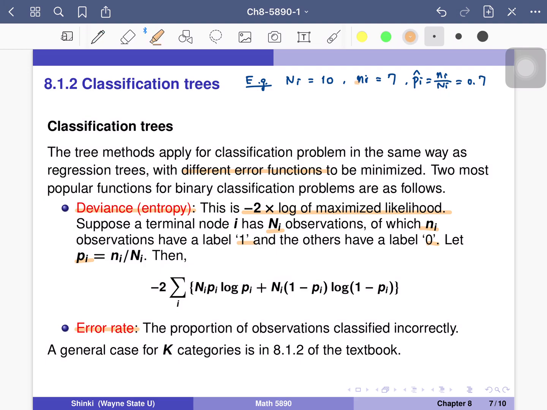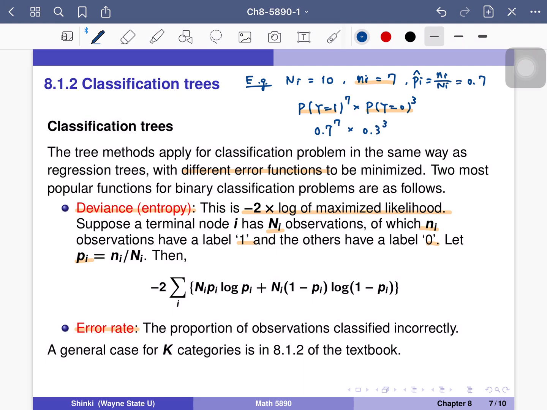So we have 7 observations of label 1. Suppose the probability of label 1 and the probability of label 0, then we have 7 observations of label 1 and 3 observations of label 0. So we want to maximize this quantity. And actually you can find that if we maximize this with respect to these two parameters, you can derive that the maximized probability is 0.7 to the 7th power times 0.3 to the power 3.